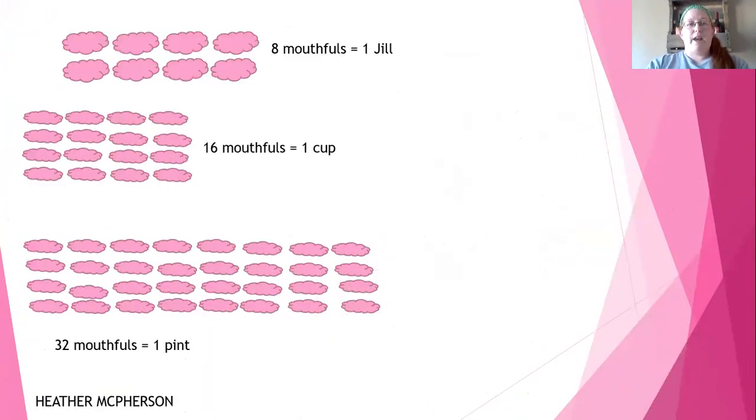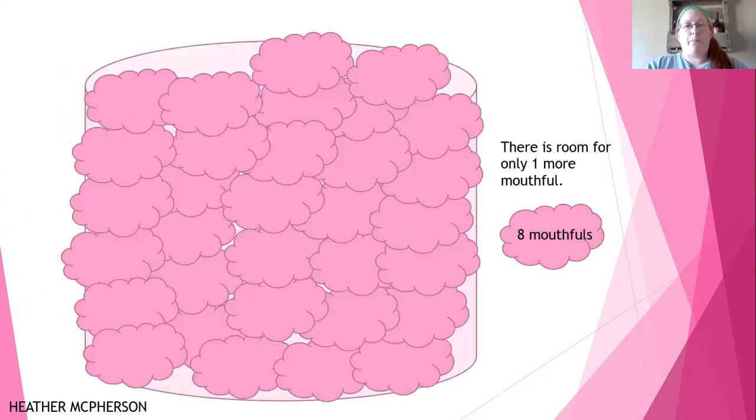So first we have some pictures right here. And it's just really telling how many mouthfuls equal 1 gill, 1 cup, 1 pint. We want to know in this next slide, if you have a pail, how many mouthfuls are going to fill up this pail, or is it going to overflow? Can you put more in it?